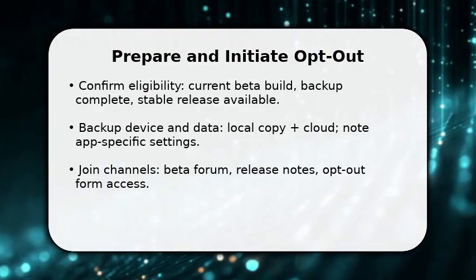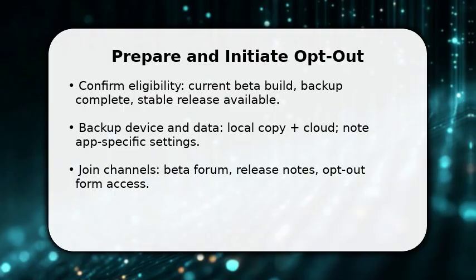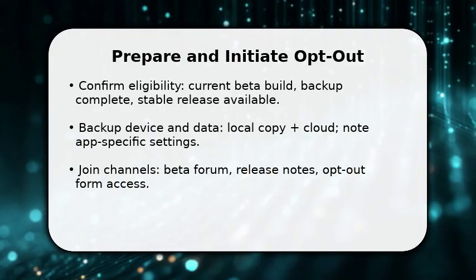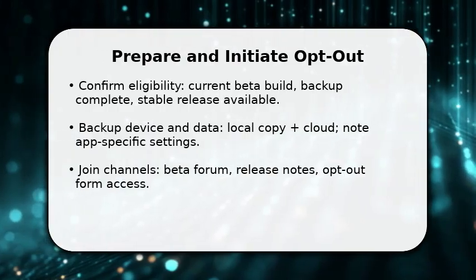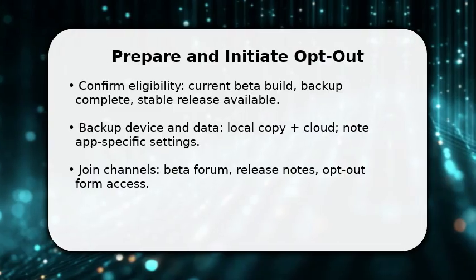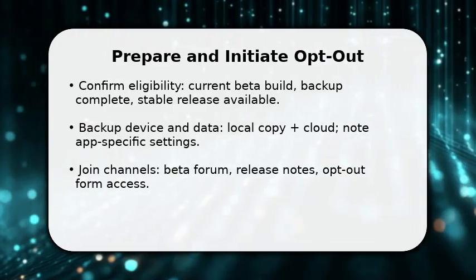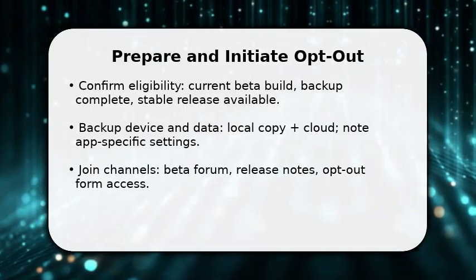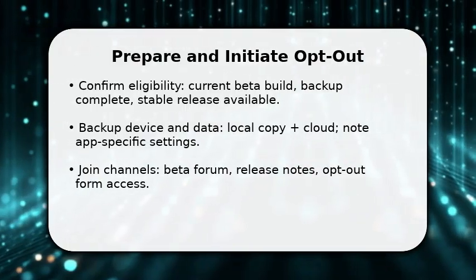Check your current build number and verify a stable public release exists. Once done, make a full backup, local and cloud, so you can restore if necessary. Make sure you have access to the beta program page, release notes, and the opt-out form. These are the first actionable tools you'll use to trigger the exit process and retain control.